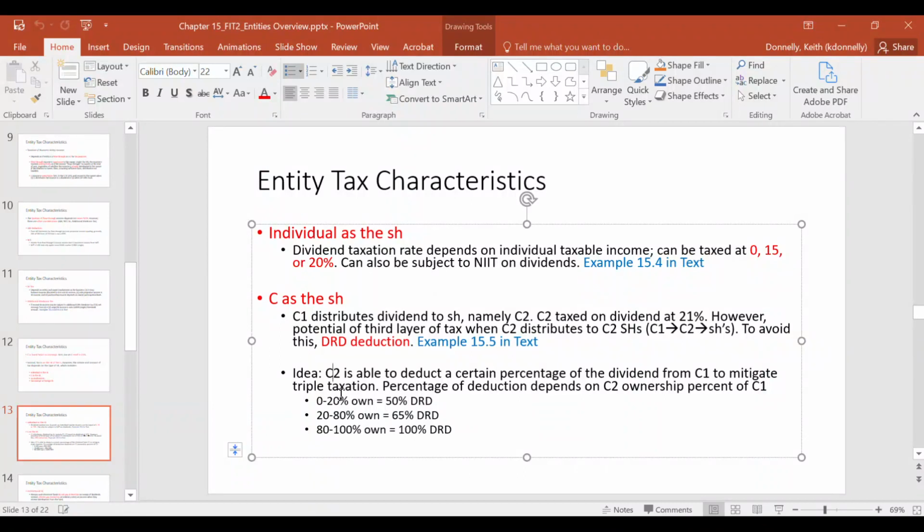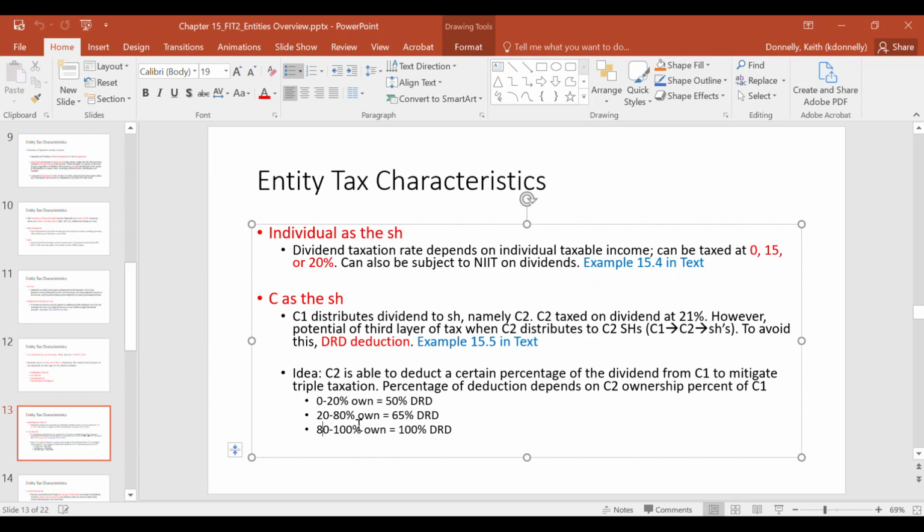Now, the amount that Apple would be allowed to deduct would depend on how much ownership they have of Amazon. If Apple owned 0 to 20% of Amazon, when Amazon pays them a $100 dividend, then Apple, Corporation 2, would get a $50 deduction, a 50% deduction. And again, if they own 20 to 80%, they get a 65% deduction. 80 to 100, they get to deduct all of it.